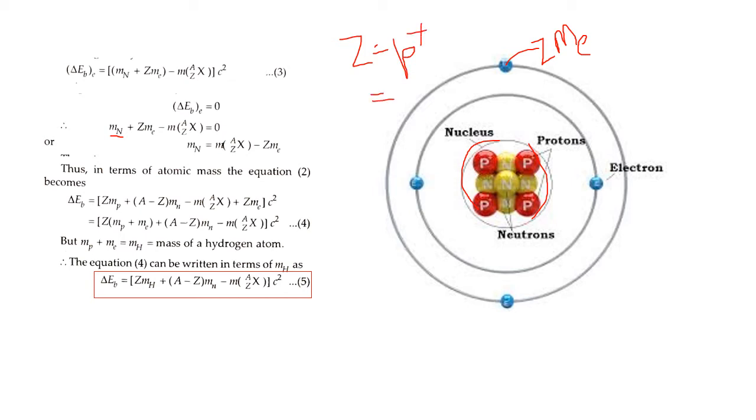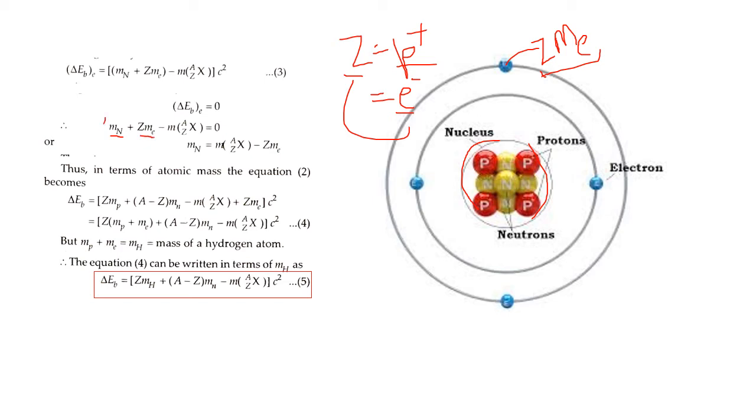Protons means positive charge. For a stable atom, what should be the charge of an atom? Positive, 0 or negative? 0. If it is 0, that means there must be the same number of electrons in order to neutralize the atom. Therefore, the number of protons inside the atom should be equal to the number of electrons for a neutral and stable atom. So Z also denotes the number of electrons. So if Z is the number of electrons, what is the total mass of the electrons? Z Me.